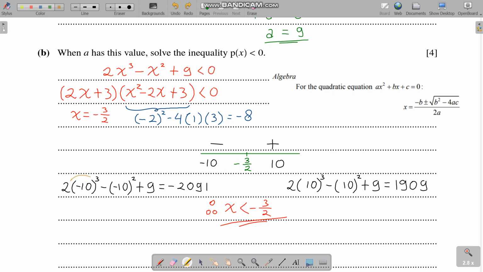So if we plug in minus 10, we're going to get something negative. So we're going to get something smaller than 0. But if we plug in something greater than the critical value, such as 10, we're going to get something positive. Since we are looking for smaller than 0, of course we cannot use the positive. We can only use the interval on the left, which is smaller than minus 3 over 2.